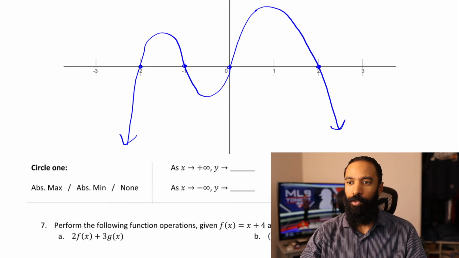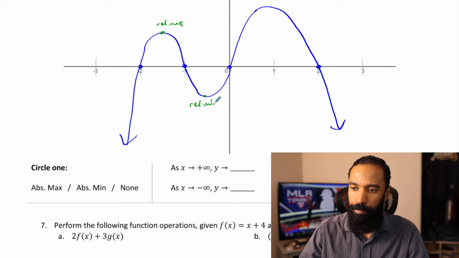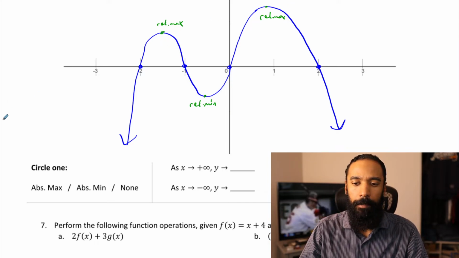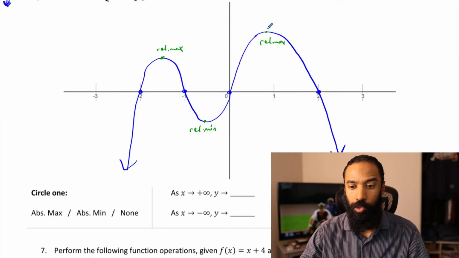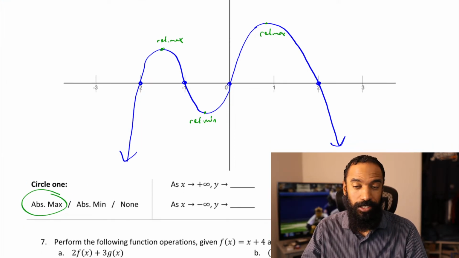And there is our graph with a relative max here, relative min here, and a relative max here. Given that it's an even function, it does top out somewhere. It looks like this relative max is also an absolute max. And that's exactly what this is. It's an absolute max right there, or at least one exists.